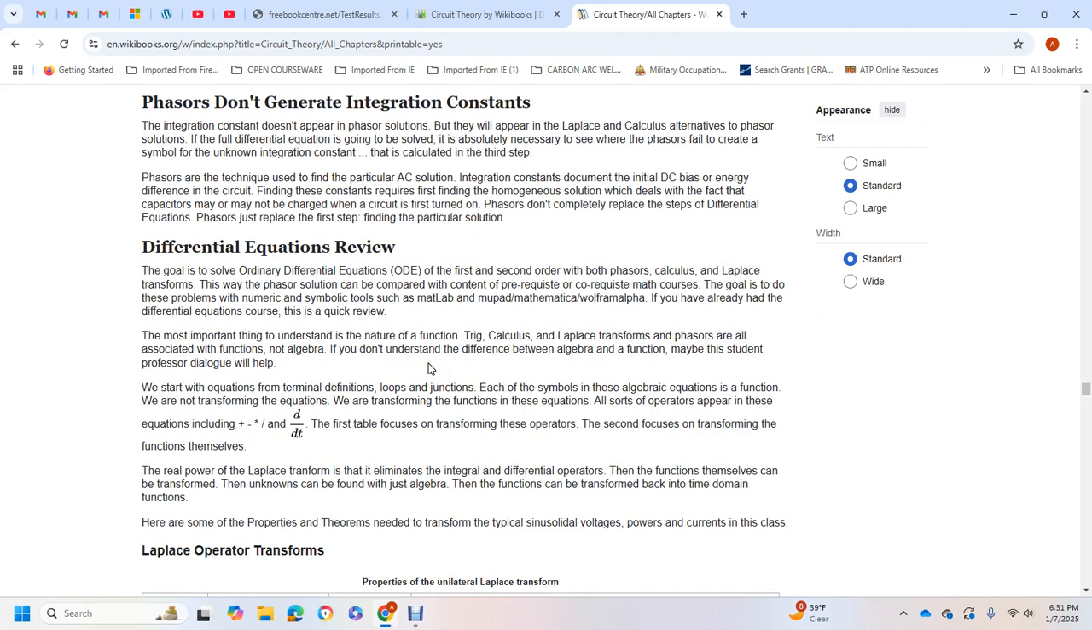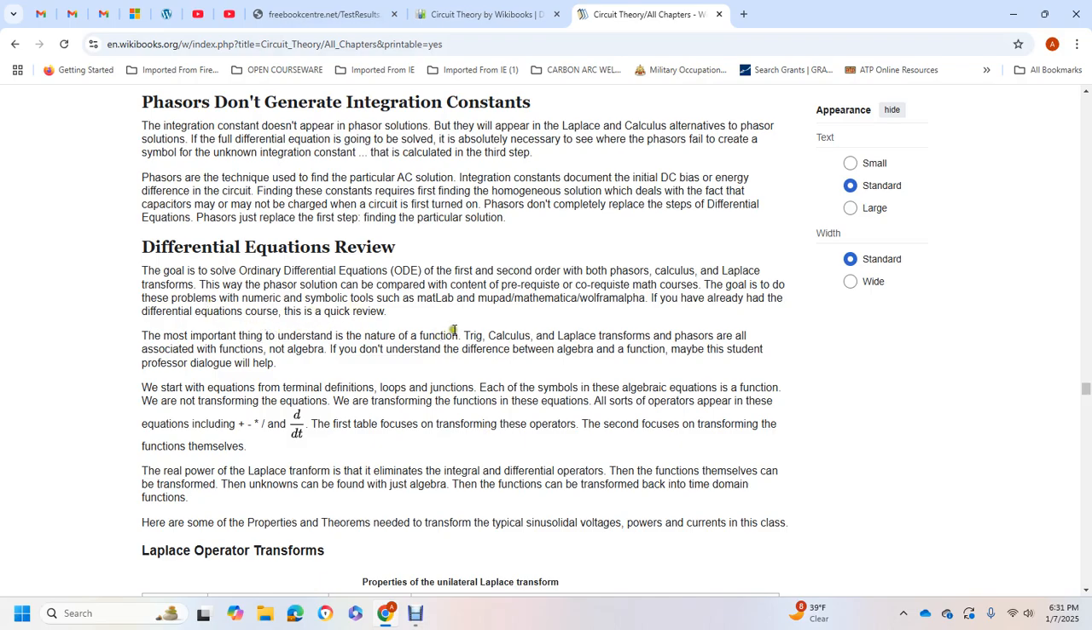Differential equation review. The goal is to solve ordinary differential equations (ODEs) of first and second order with both phasors, calculus, Laplace, and transforms. The phasor solution can be compared with the content of the prerequisite and co-requisite math courses. The goal is to do these problems with numeric symbolic tools such as MATLAB, MuPAD, and Wolfram Alpha, which already have differential equations covered for a quick review.